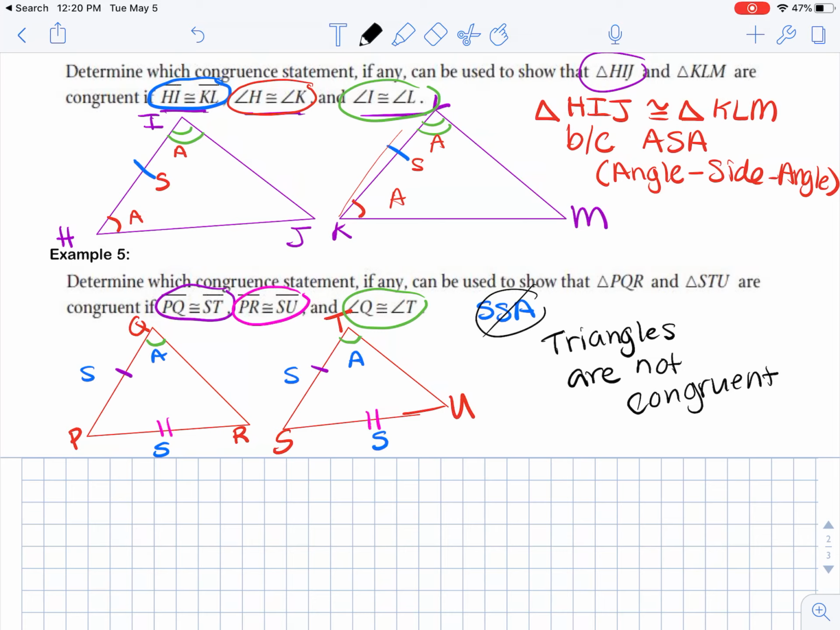So remember the shortcuts. 3 sides congruent, that's side, side, side. If you have 2 sides and an angle and the angle's between the sides, that's side, angle, side. And then if you have 2 angles and a side in between, that's angle, side, angle. So you gotta know those 3 shortcuts.